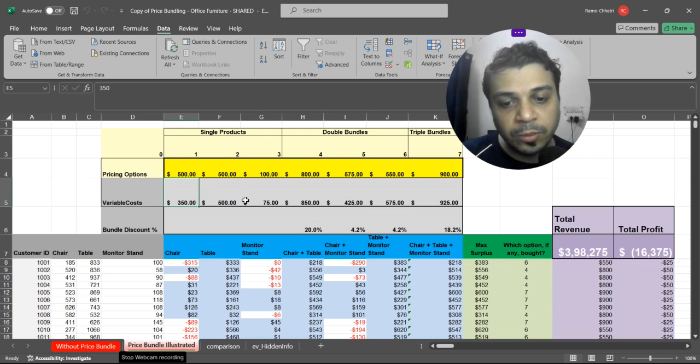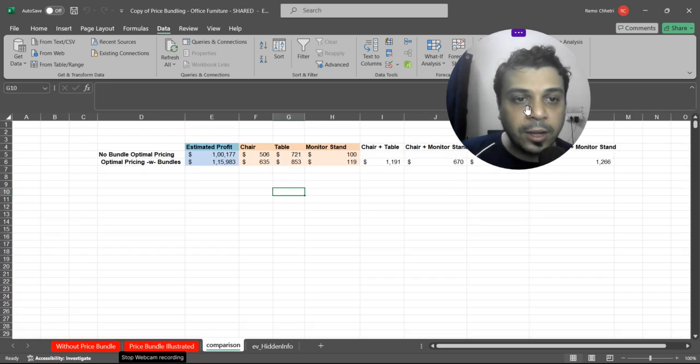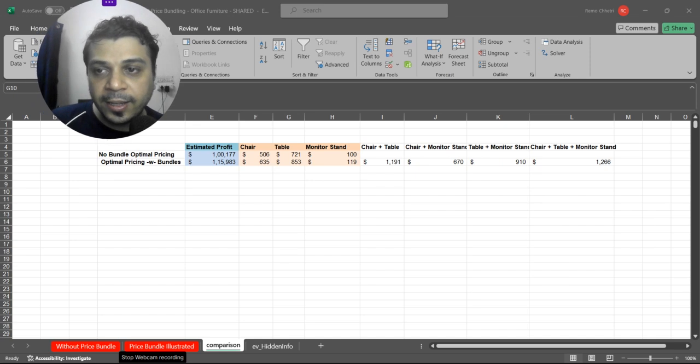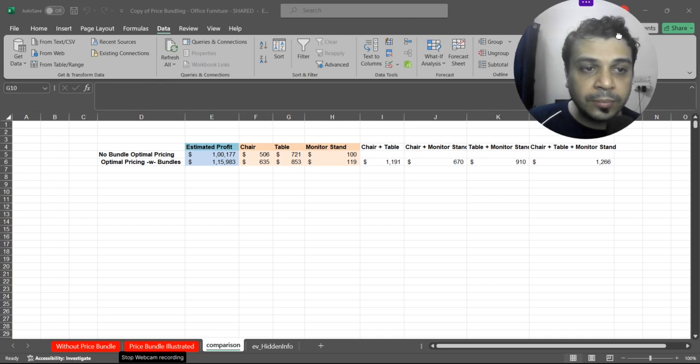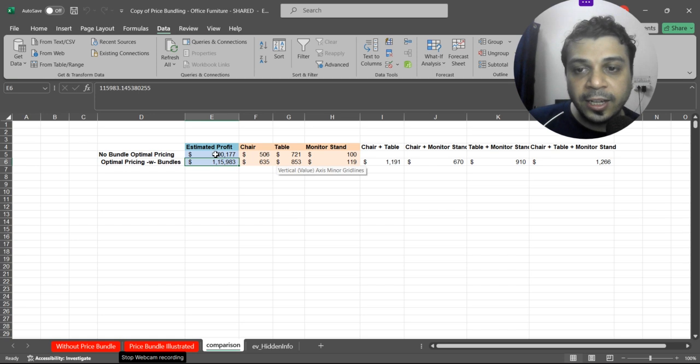So this is the optimization problem, and I'm going to give you the comparison now. When there is no bundle pricing, what is the estimated profit looking like? With bundle optimal pricing, as you can see, the profit is clearly greater. All right, so it's $115,000, and it's $100,177 without bundle pricing. And you can see that the individual or a la carte pricing has also changed. Very interestingly, you can have a very different combination here: 506, 721, and 100.